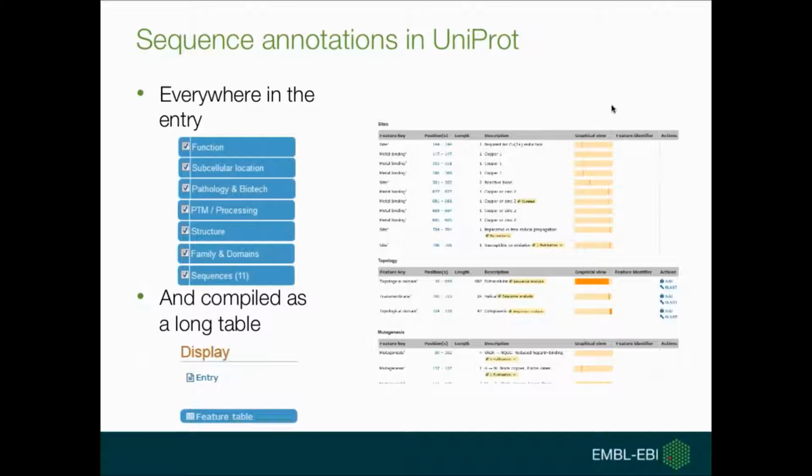The sequence annotations in UniProt are distributed along the whole entry, so you can find tables showing them in the different sections. All of them are in a table showing the feature type, the position where the feature is found, the length, the description, and there is a graphical view that localizes the feature within the sequence. They can also be a very long table, separated from the rest of the information in the entry, if you go to the feature table on the left side of the entry. You need to be already in a UniProt entry in order to see all this information.